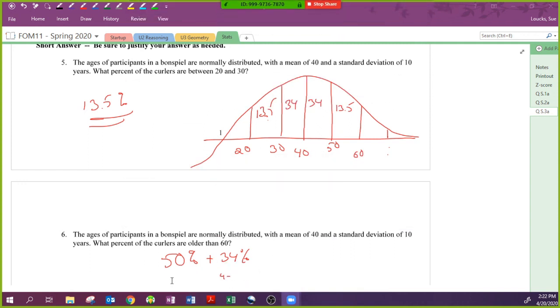Okay, so try this again. So the 50% is less than 40. This is the 40 to 50 years old. And we're going to add the 13.5%, which is 50 to 60 years old. And that's going to get us a total of something.